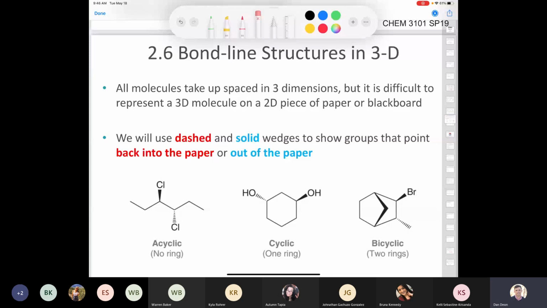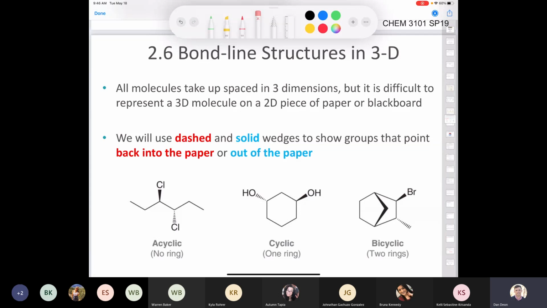Because we know that molecules, if you've got a molecular model kit, and if you've ever made a molecule with your model kit, you know that molecules are 3-dimensional objects, aren't they? Right? They take up space in 3 dimensions. Therefore, it's difficult to represent a 3-dimensional molecule on a 2D piece of paper or a blackboard or an iPad screen. And so how do we represent the 3-dimensional nature or structure of molecules?